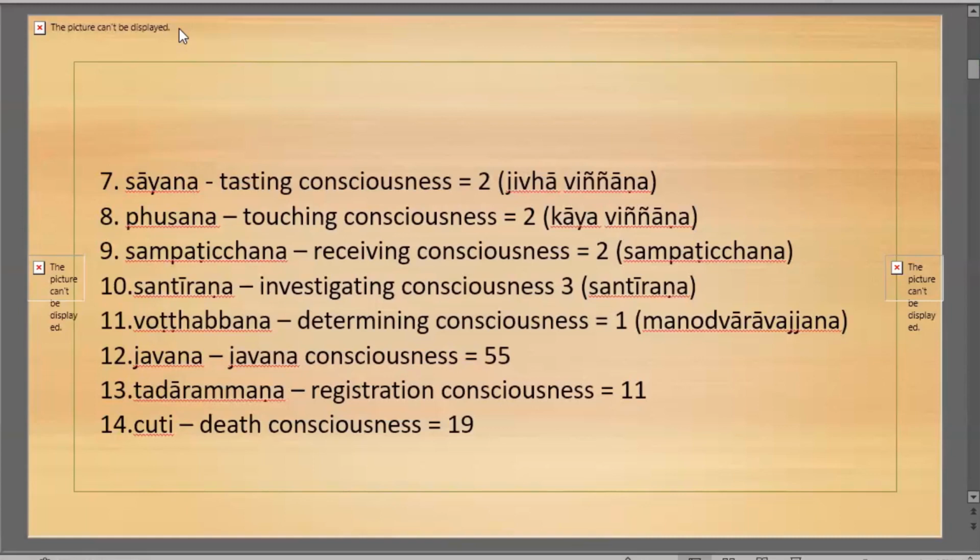Later on we will classify the chittas again by 1 function, 2, 3, 4 and 5 functions. Here you can see this Manodvara Vajjana again. Then Javana function, there are 55. Then registration function or Tadarammana function, 11 consciousness. What are they? 8 Mahavipaka and 3 Santirana. So here you get Santirana again. Then death function or Chuti function, there are 19, same as Patisandhi and Bhavanga.